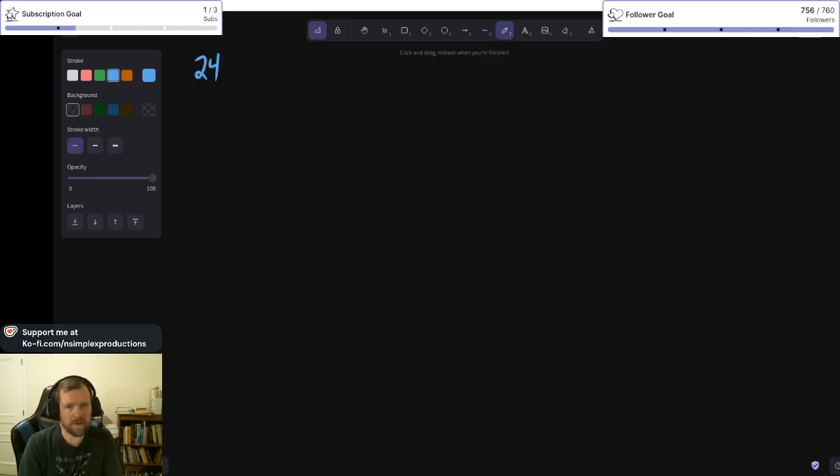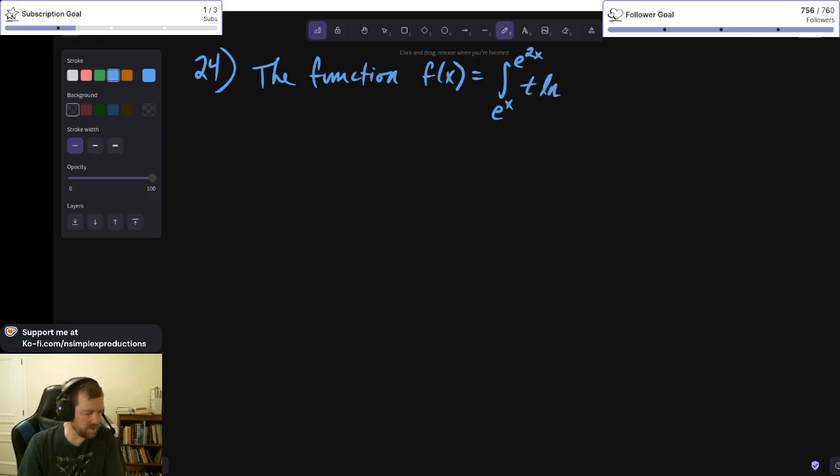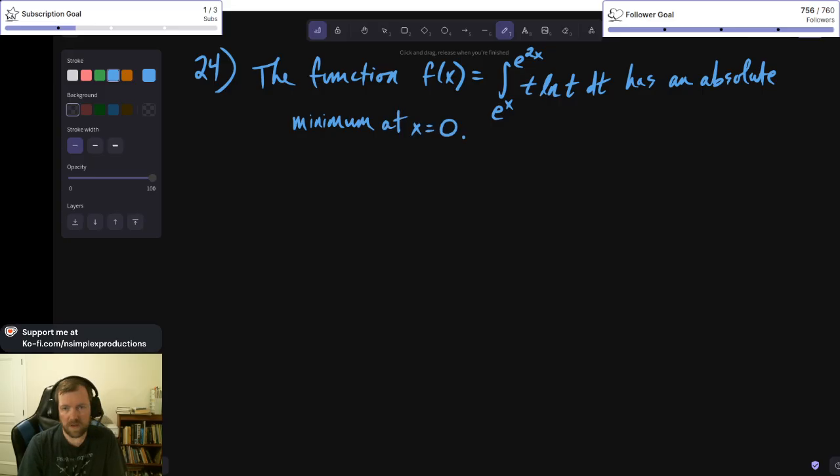Number 24. The function f of x is equal to the integral from e to the x to e to the 2x of t natural log of t dt, has an absolute minimum at x equals 0 and a local maximum at x equals blank.